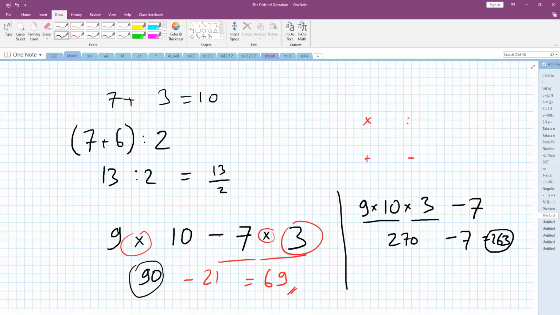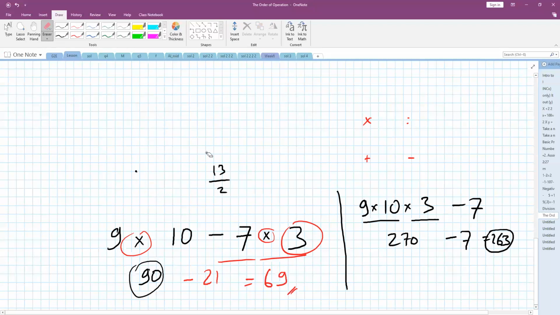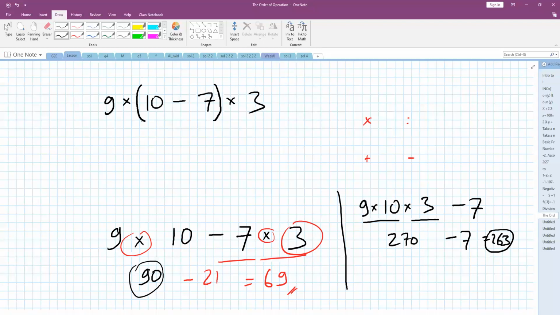Okay. But now what about this? If you have, for example, 9 times... Now look at this. I put a bracket here. Okay. $81. Yes, very good. So you know what to do.